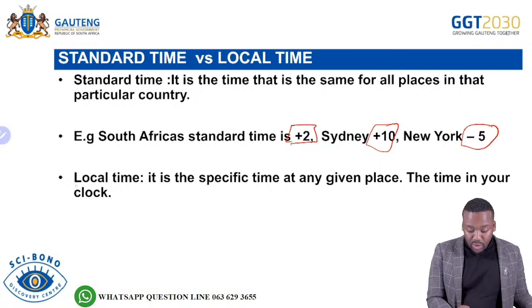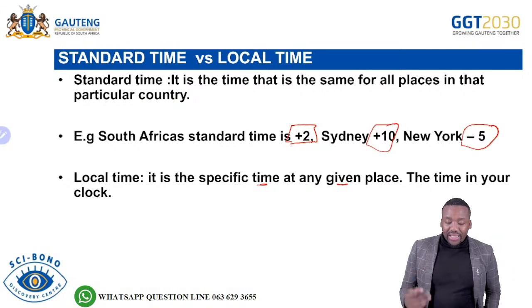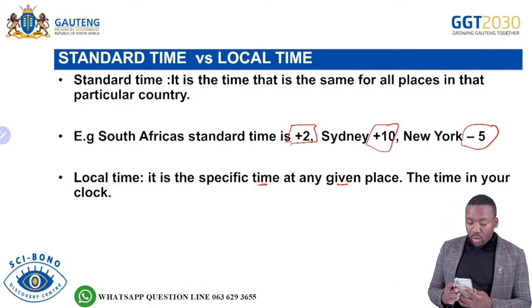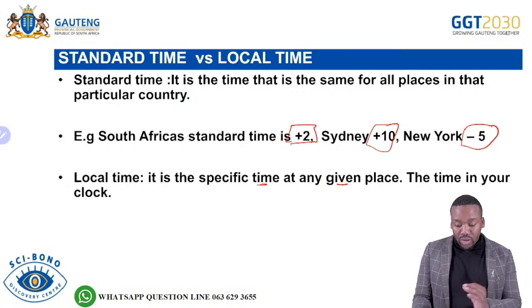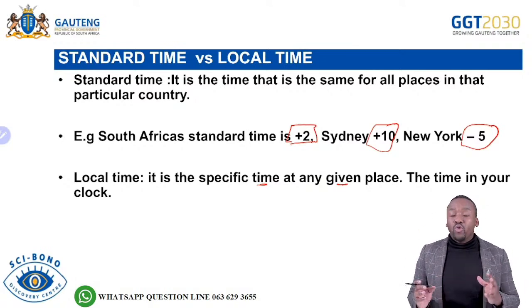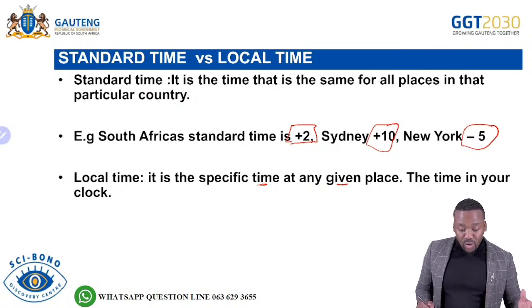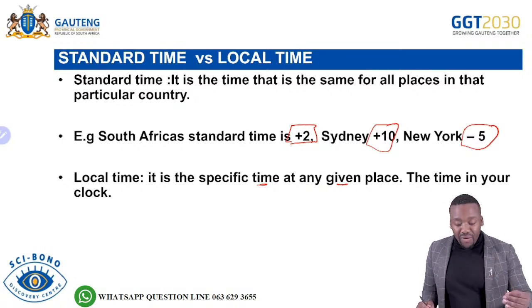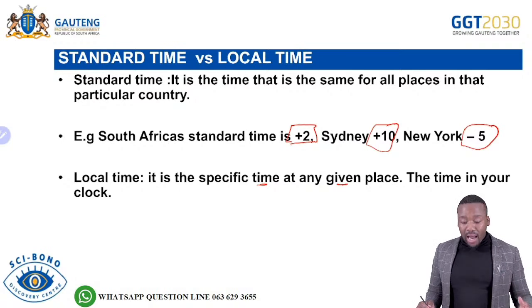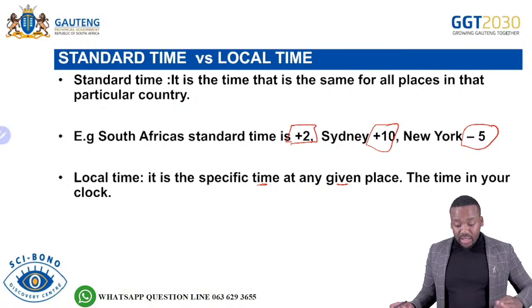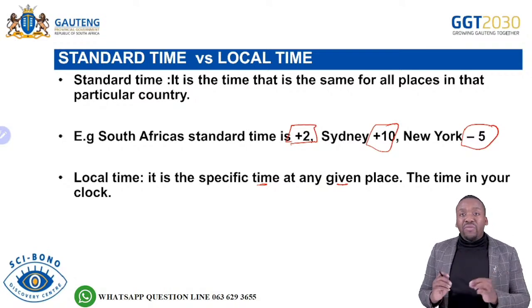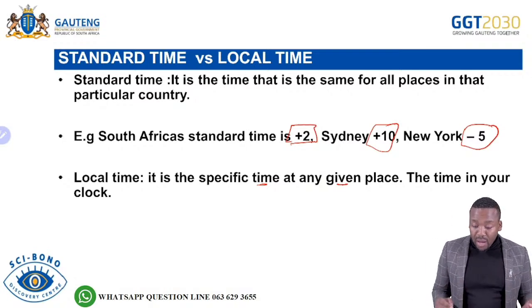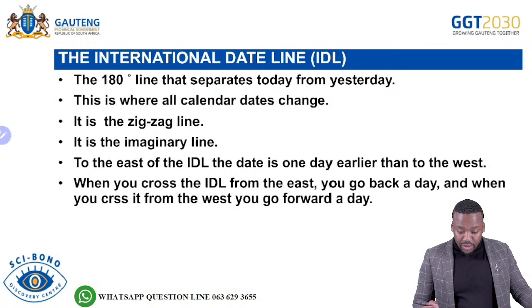Then the second concept, local time. It is the specific time at any given place, meaning the time on your clock. When you look at our clock now, it is 14:17. That is our local time. Those are the concepts that you need to know, because when you do calculations, they will say identify or explain the concept standard time, or the standard time in this country is +2, or calculate what is the local time. It's very important that you know those concepts before you move to your calculations.